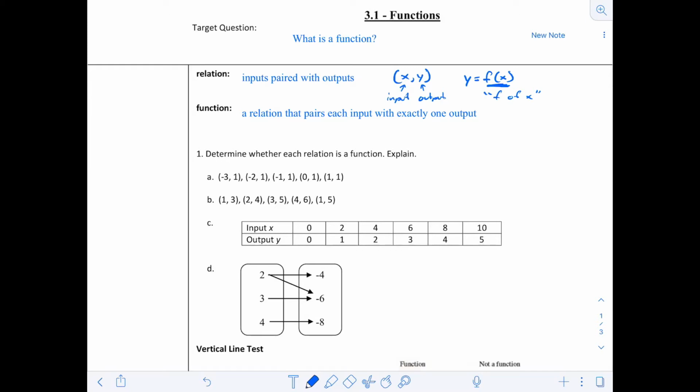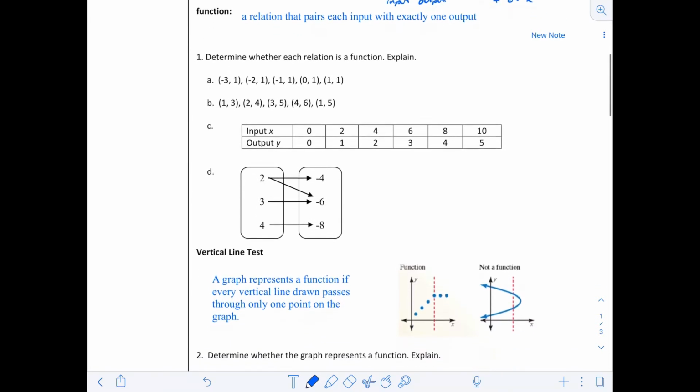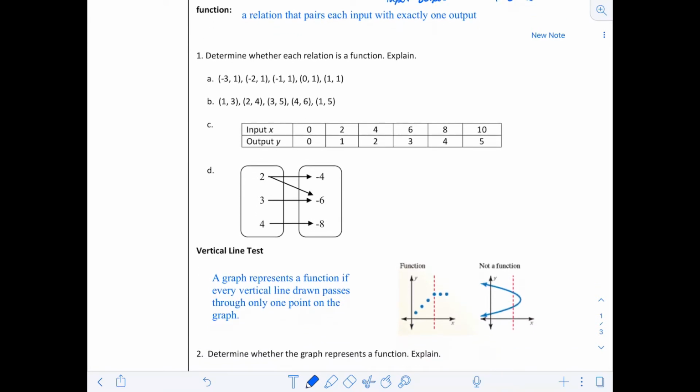And so what is a function? Well, a function is a special kind of relation that pairs each input with exactly one output. In other words, we said that a relation is just the pairing of any input with any output. But a function says that if I take an input, there can only be one output that gets paired with it. So in this first example, we're going to determine whether or not each of these relations is a function and then explain why or why not.